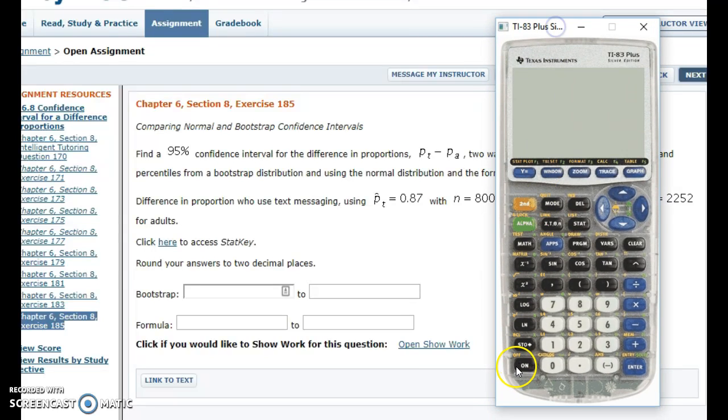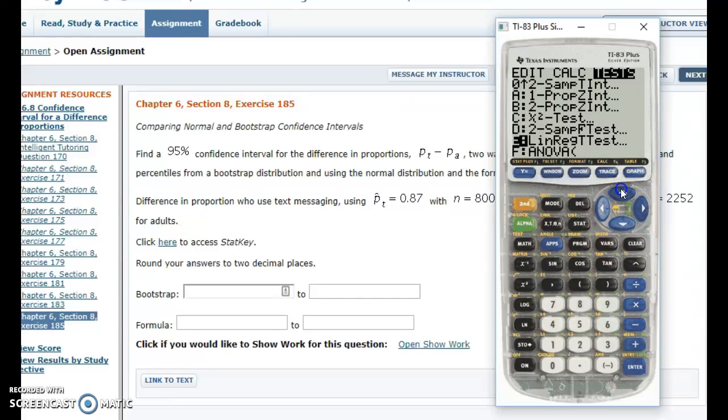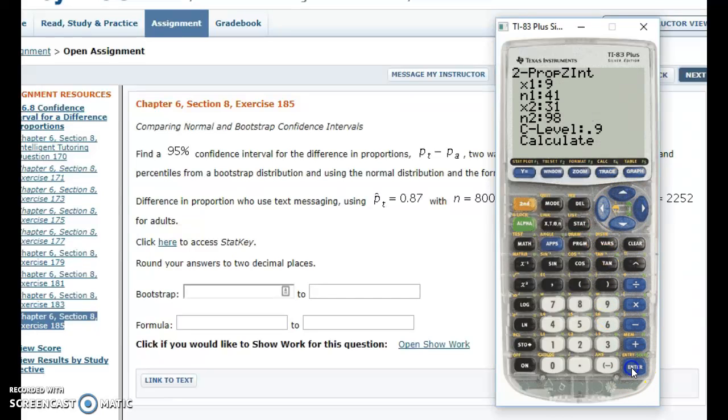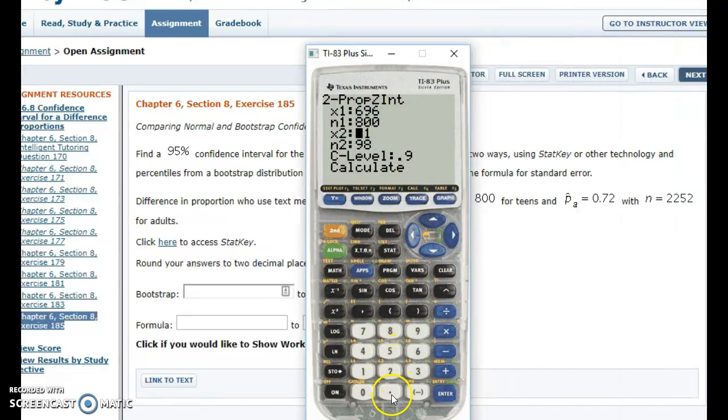Okay, move this up a little bit. On stat tests, Z interval for two proportions. So 0.87 times 800. Oh, that came up very nicely. So 800. So 696, and then the adults were 0.72 times 22. Well, that's clear.